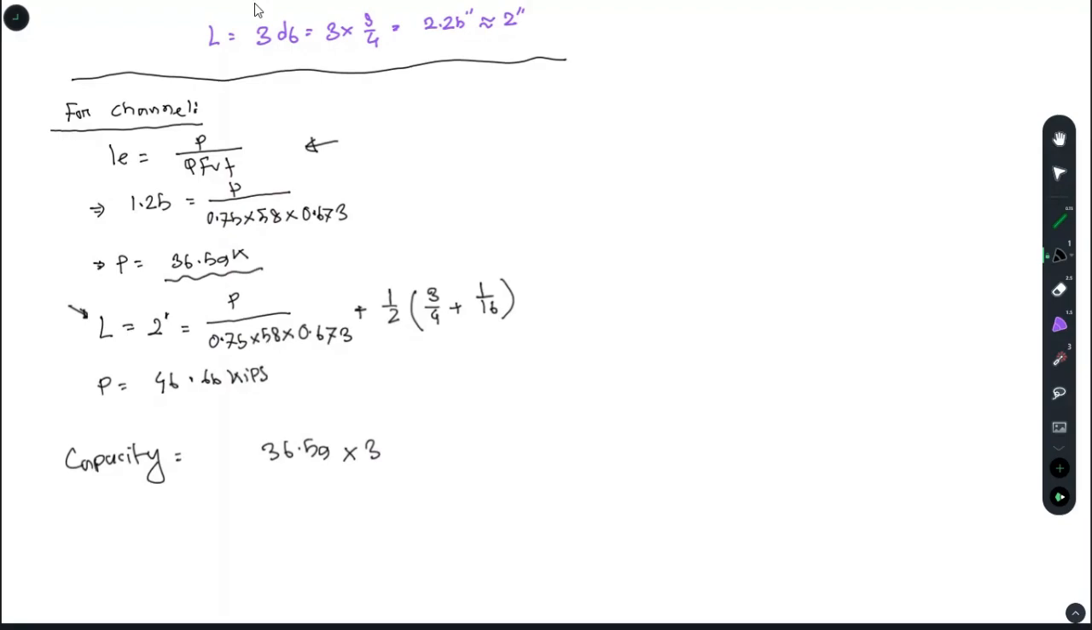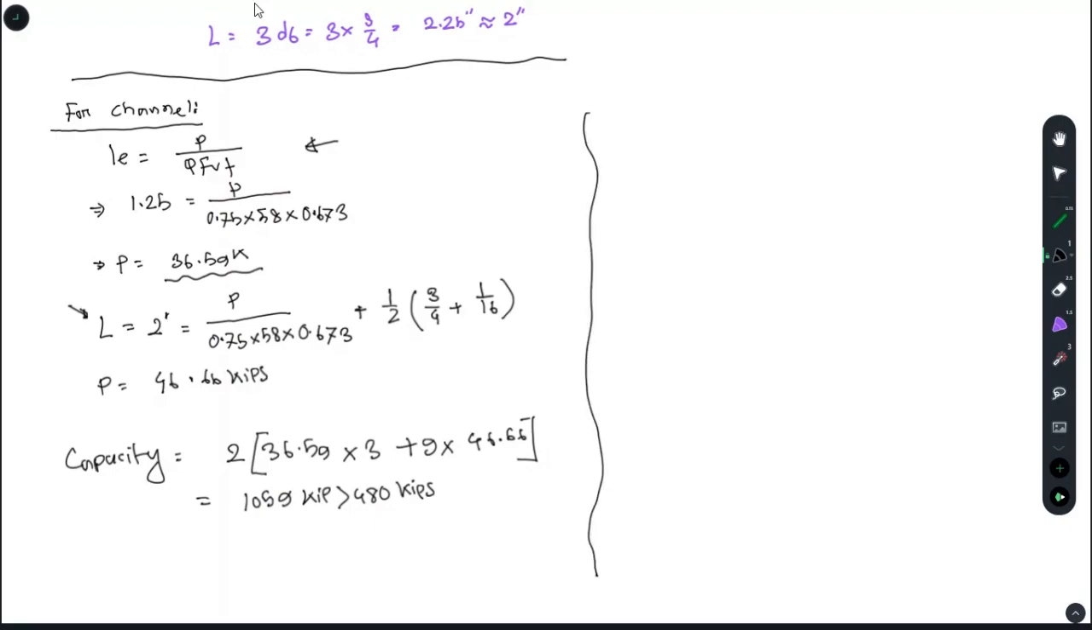For the front plate, and there are nine bolts, that has a capacity of 46.66, and you have two plates. One is the front plate and the other one is the rear plate for channel. So you multiply it with 2 and you will get a capacity of 1059, which is greater than 480 kips. The thing is that it passes the requirement. So it is quite boring to do the calculations, which will not bring any changes.